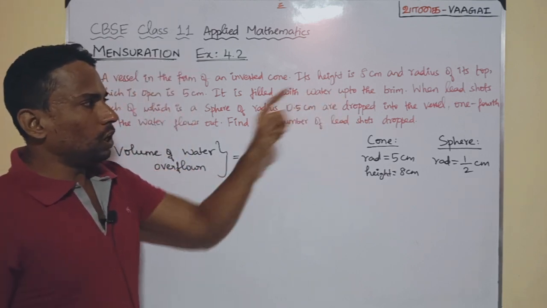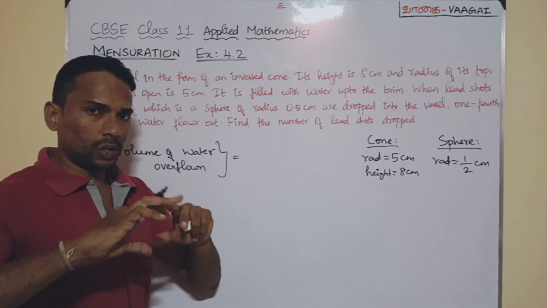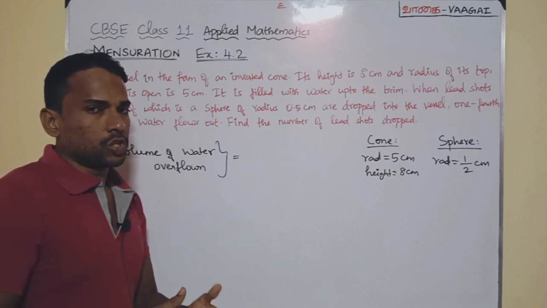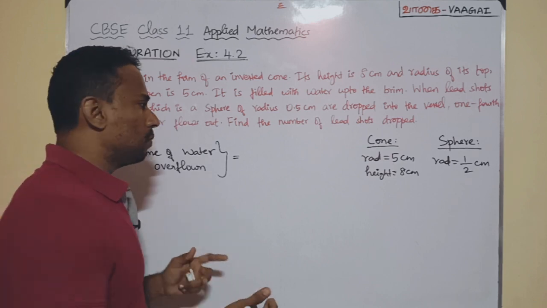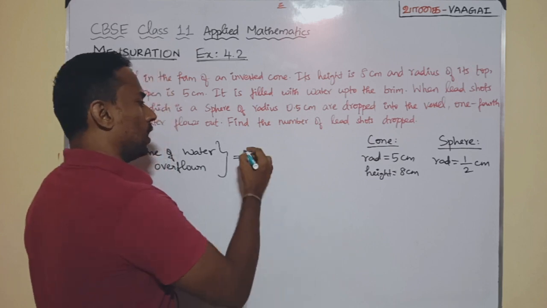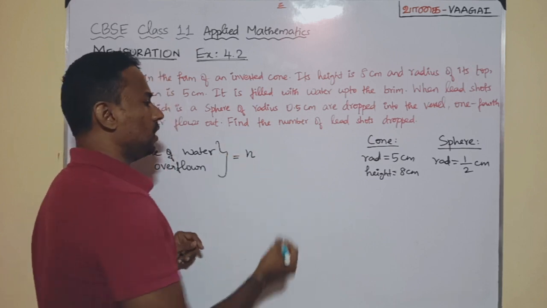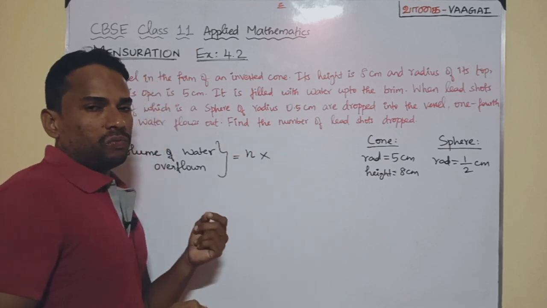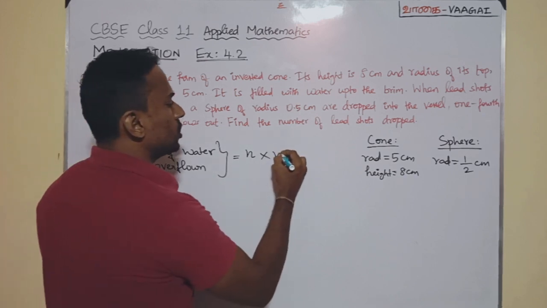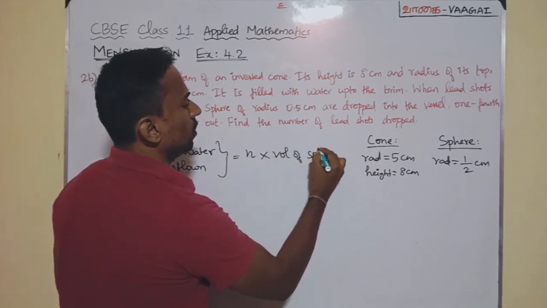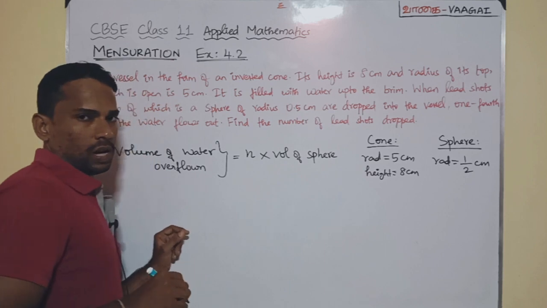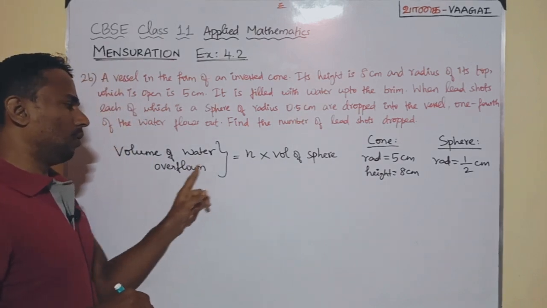Now what about the total volume of lead shots dropped in? That's going to be nothing but the number of lead shots. Okay, let me take that number as usual, n, into the volume of each lead shot. That means the volume of each sphere. Okay, let's take it like this. Now we very well know what about the volume of water overflown.